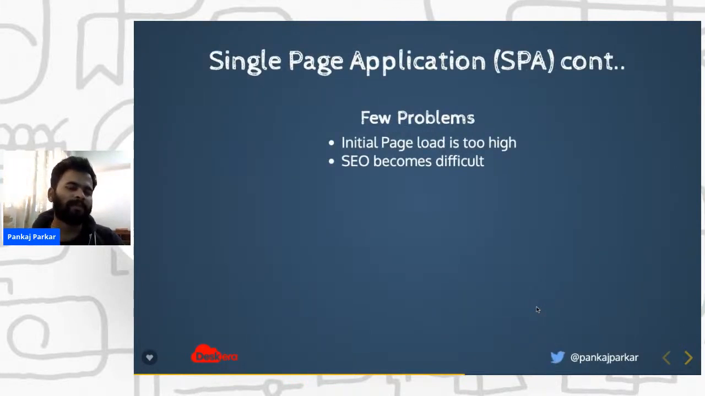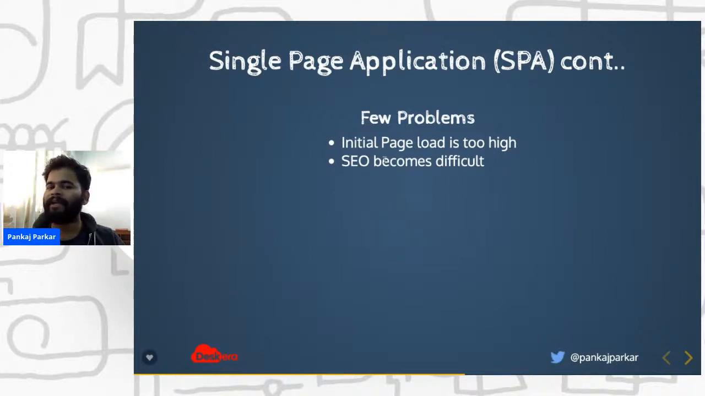SPA has a few problems. Whenever your application gets bigger, the initial page load takes a good amount of time, which is not good in terms of UX. And also SEO becomes difficult. The reason SEO becomes difficult is that the crawler doesn't understand JavaScript. So when you give such pages to the crawler, it won't work because JavaScript is disabled on that instance. So it is quite tough to manage SEO with SPA.